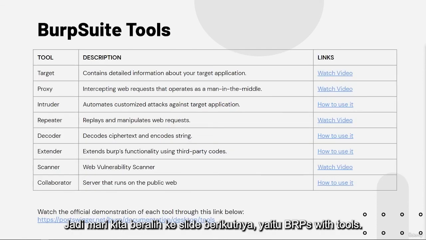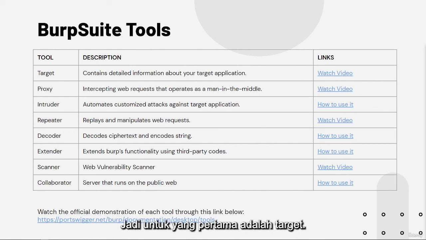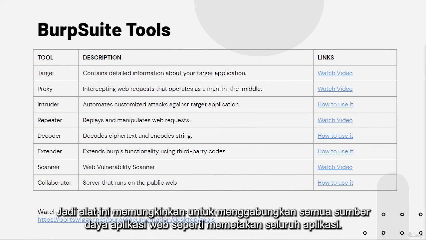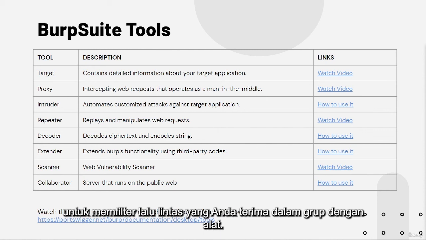So let's go over to the next slide, which is Burp Suite tools. The different tools included in Burp Suite can be easily distinguished because of their names. The first one is Target. This tool allows you to aggregate all web application resources, like mapping the whole application. This tool can also help you include a target in the scope or exclude a target from the scope to filter the traffic you are receiving in the Burp Suite tool.